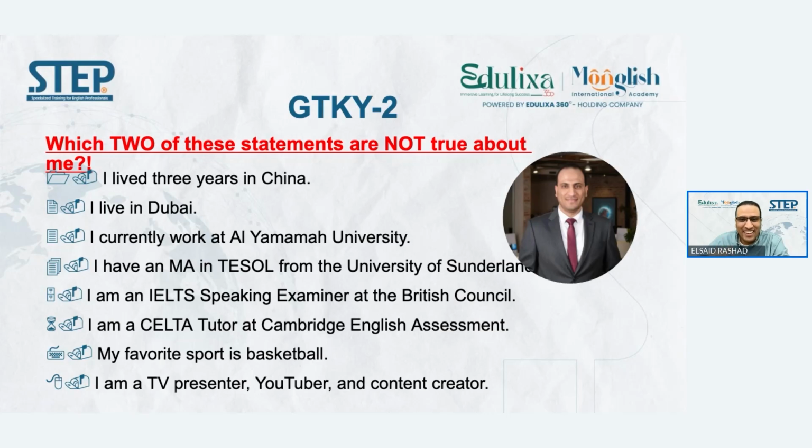All right. The first one is true. I lived 3 years in China. When I was 24 years old, I started my teaching career in Egypt for 2 years, and then I moved to work in China for 3 years. The second one is not true because I'm currently living in Saudi Arabia, in Riyadh. I've been living here for 14 years now.